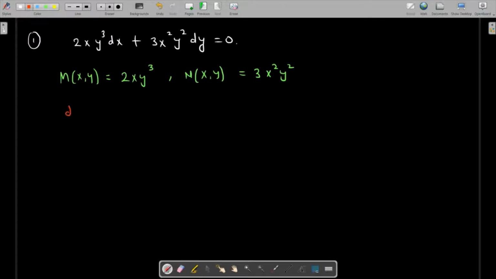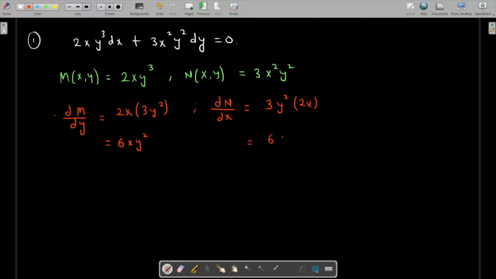So we are gonna find the derivative of M with respect to y. That's gonna come as 2x would be treated as a constant, and the differentiation of y cubed will be 3y squared. So that's gonna come as 6xy squared. And likewise, we are gonna differentiate N with respect to x. So it's gonna come as 3y squared would be treated as a constant, and x squared differentiation is 2x, so that's going to come as 6xy squared. Now since dM over dy and dN over dx are equal, it means that this particular equation is exact.